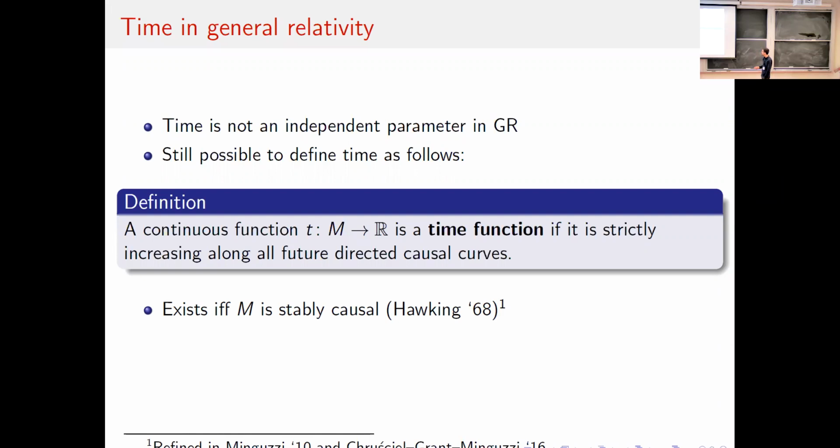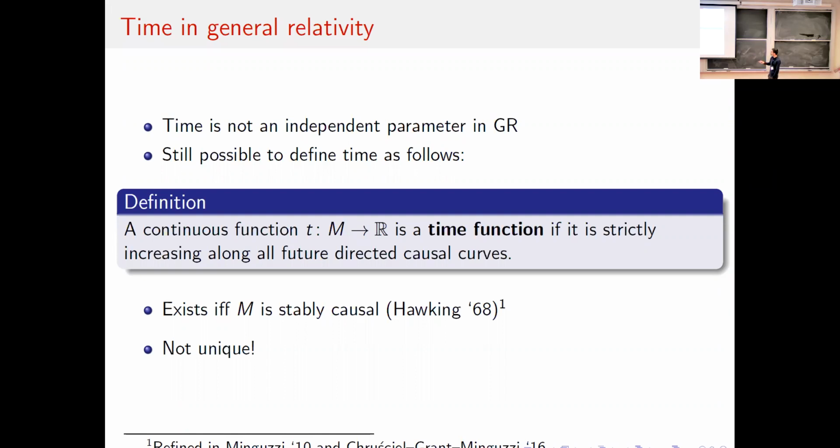So these exist if and only if the space-time is stably causal. That was shown by Hawking, although the paper is not very mathematically rigorous. Later it was shown indirectly by Minguzzi, and then more in the style of Hawking, but with more details, by Chruściel, Grant, and Minguzzi. And one thing that I want to mention is that in some cases there might be a canonical choice of time function, for example, in the cosmological setting, but even then it's not the unique choice, and there's never a unique choice. But it makes sense because still in relativity we said that time is not an independent parameter, so it would be weird to have a unique choice.